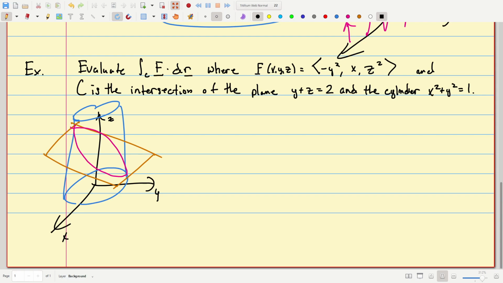So let's set up to use our theorem. We could integrate along this path, but we'd have to figure out a parameterization for the path, and it's probably going to be easier just to do a surface integral instead. So that is going to be our plan. We're going to start setting up that integral by looking at what the curl of f is.